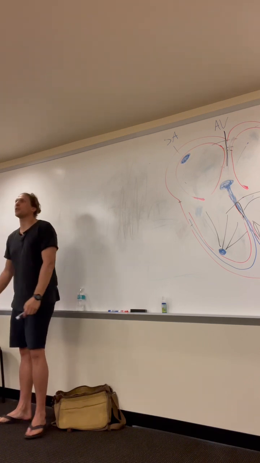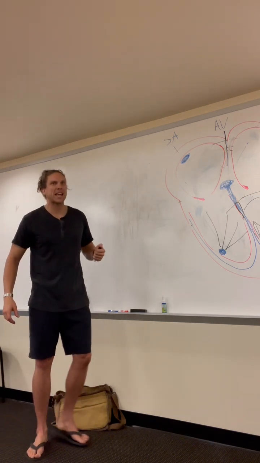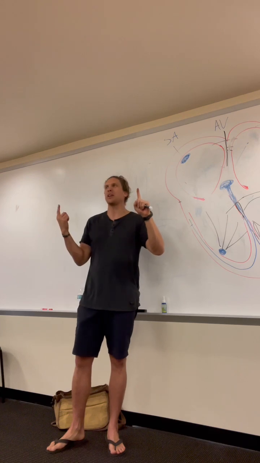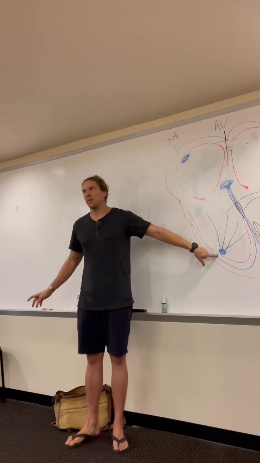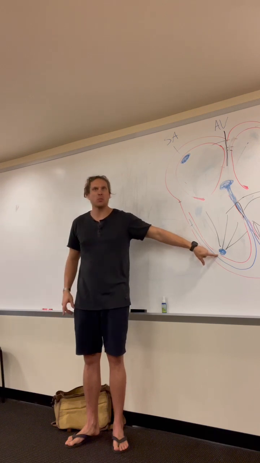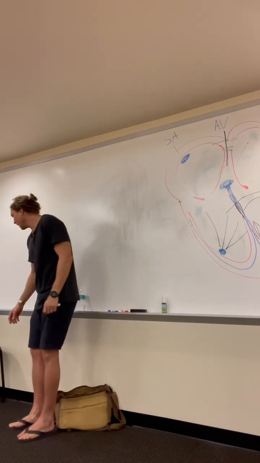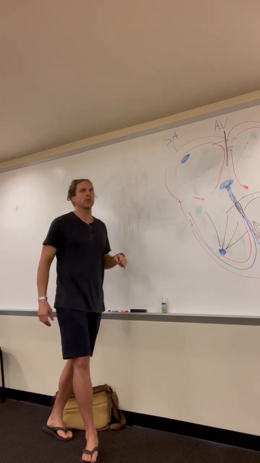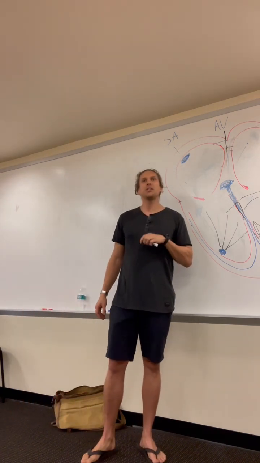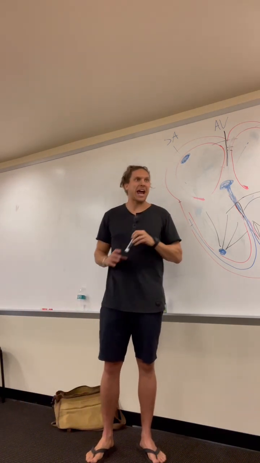Okay, another term for this is monomorphic v-tach. Mono meaning one, morphic is like the origin. There's only one focus with this type of v-tach. It's monomorphic v-tach, okay? Now, the next one's torsades. Another term for torsades is multifocal v-tach.